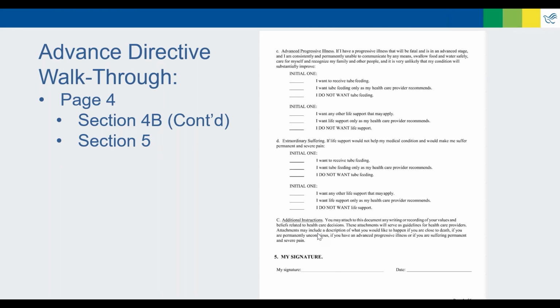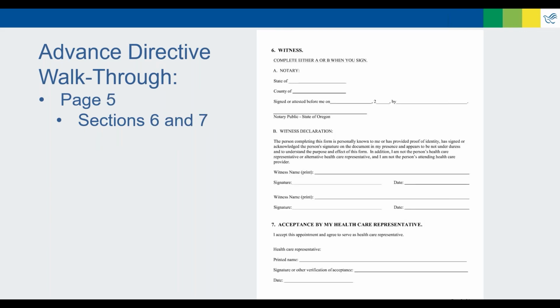The next section is section 5. So if you have made it to here with me, then you've done the hard emotional part. We're on section 5, section 6, and section 7, that's signatures and witnessing. So give yourself a pat on the back for getting this far. Section 5, you can sign it, but the preference is not to sign it until you are with either your notary or witnesses. I'm moving on to section 6, witnessing.